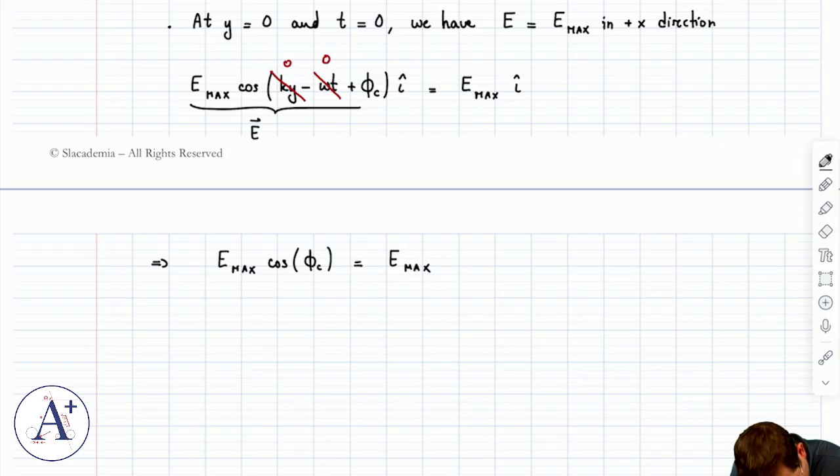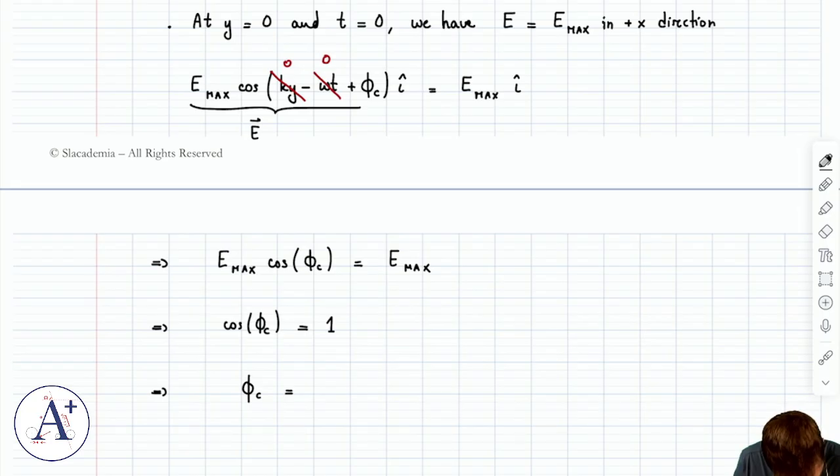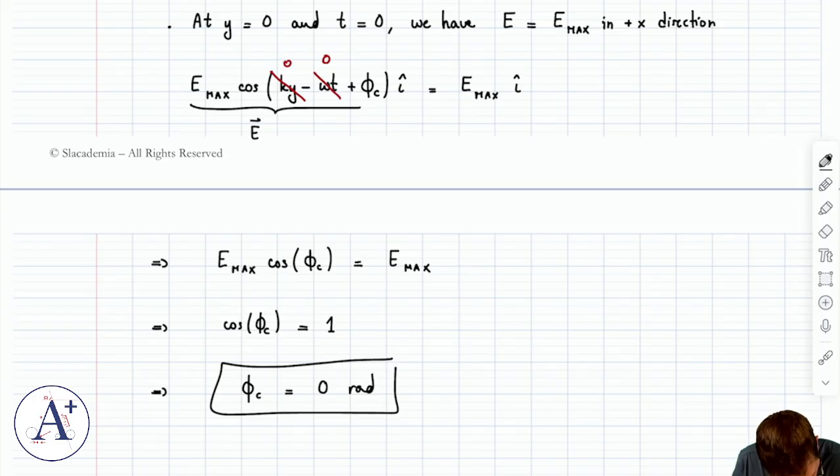It's the only way that can work, which means cosine of phi sub c is going to have to be 1, and there's only one angle for which the cosine is 1, which means phi sub c is 0 radians.